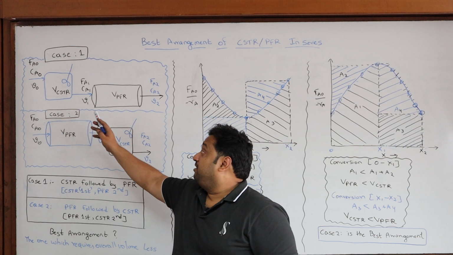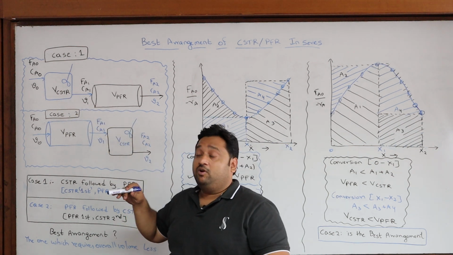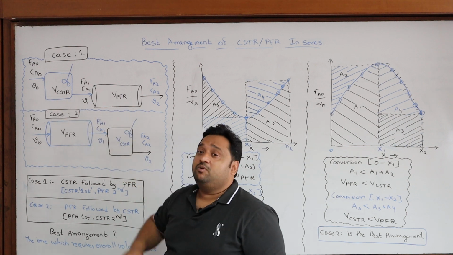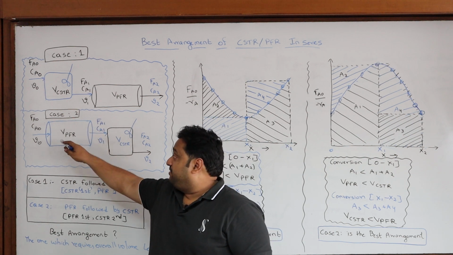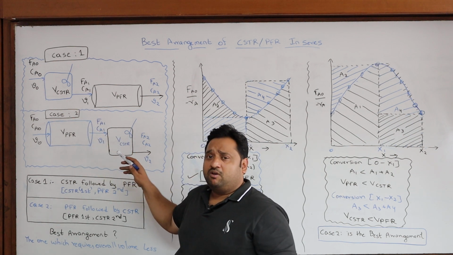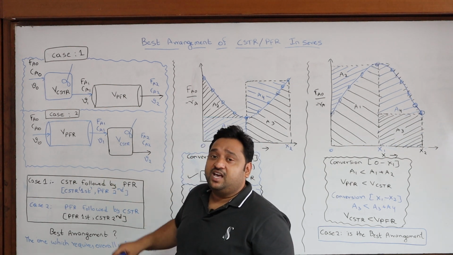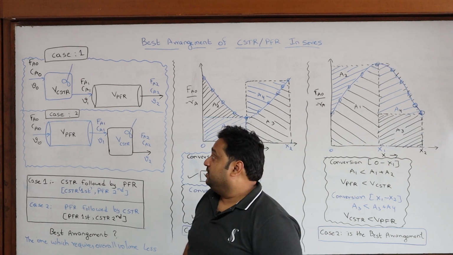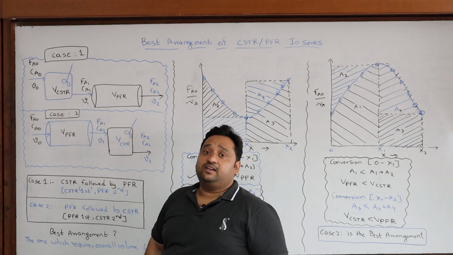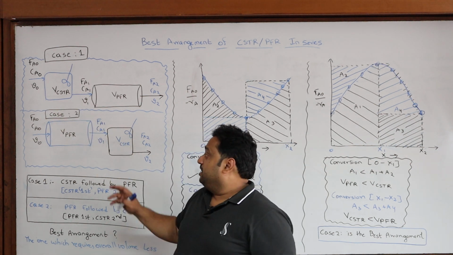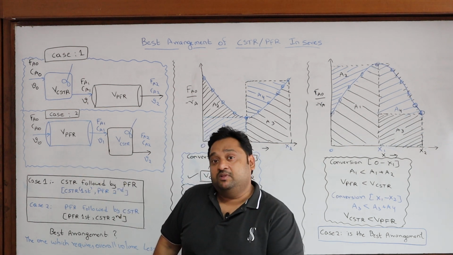For example, if I keep the CSTR first and the PFR next, the overall volume is the volume of the CSTR plus the volume of the PFR. In the other case, if I keep the PFR first and the CSTR next, the overall volume is the volume of the PFR plus the volume of the CSTR. So it is not the case every time that keeping the CSTR first gives the minimum volume, nor that keeping the PFR first does.